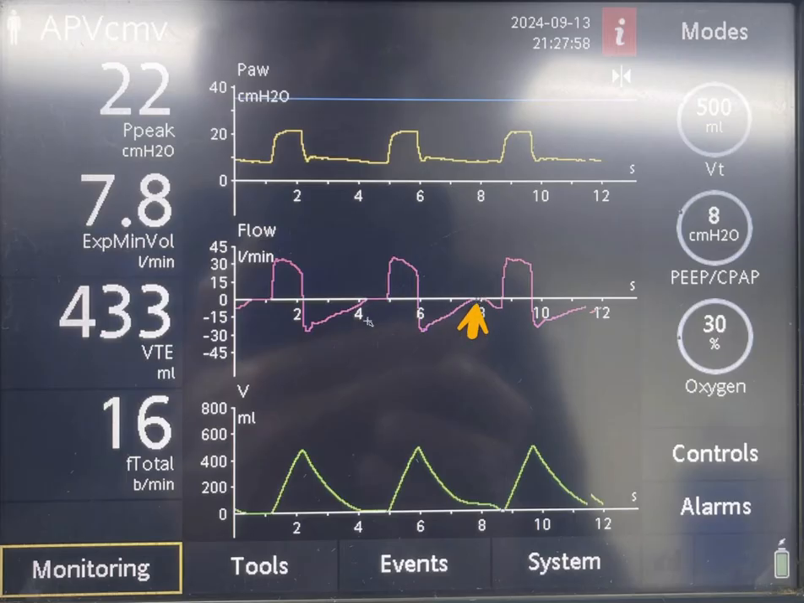Now, if you want to compare this, notice that the flow here goes to zero also. However, at this point here, if you take a look at the volume, it is completely exhaled. However, the flow here goes down to zero, and if you take a look at the volume, you will see that the lung is not completely emptied yet. So that would have been retained volume in the lung if the machine was triggered by this inspiratory effort.